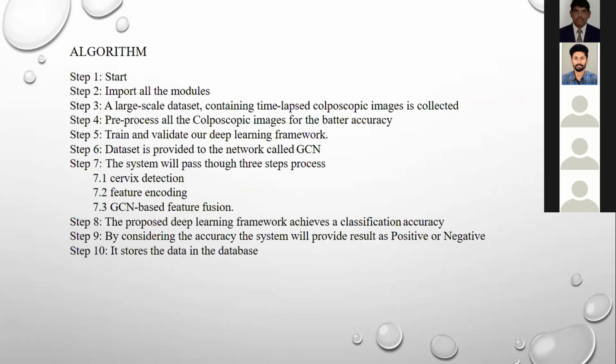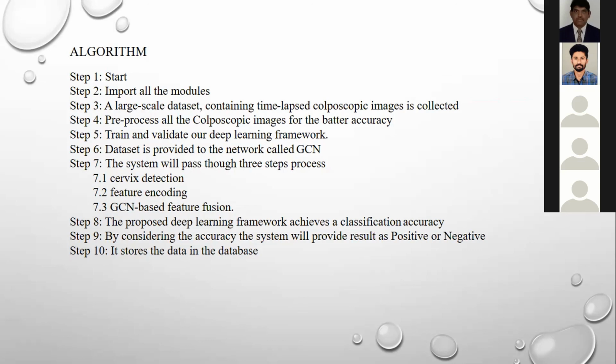Here is my algorithm. First, importing all the modules. Then a large-scale dataset containing time-lapsed colposcopic images is collected. Then all the colposcopic images are pre-processed for better accuracy, so that we can get maximum accuracy. Then we train and validate our deep learning framework. The dataset is provided to the network called GCN, which is a Graph Convolutional Network. This is used for image processing.